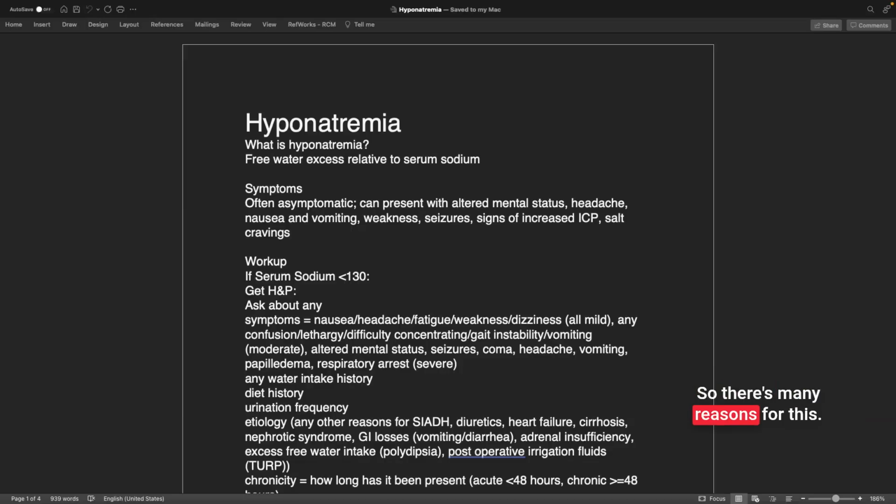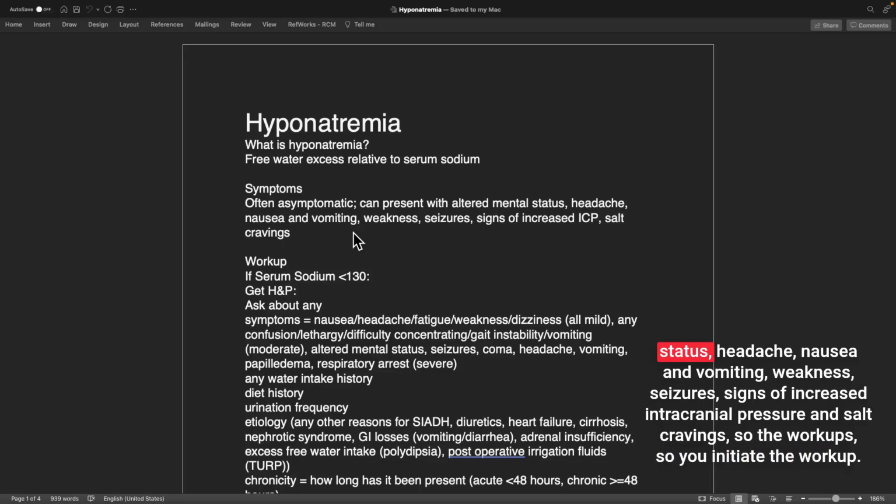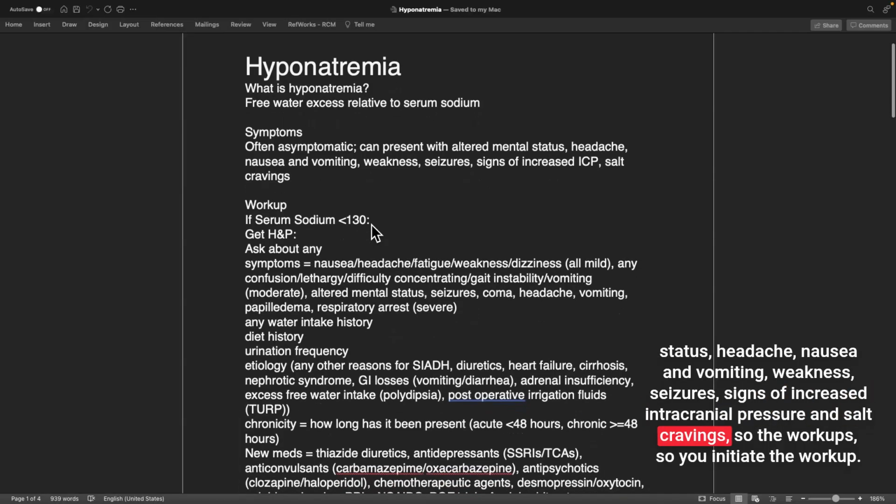So there's many reasons for this. I'll get into it, but let's just talk about the symptoms. First of all, most hyponatremia is asymptomatic. But when it's symptomatic, it presents with symptoms such as altered mental status, headache, nausea and vomiting, weakness, seizures, signs of increased intracranial pressure, and salt cravings.